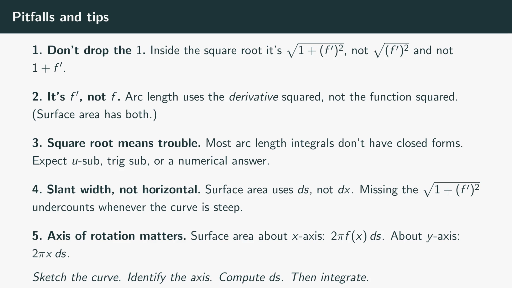3. Expect square roots and ugly integrals. Most arc-length problems require u-substitution or trig substitution. Some have no closed form. If you find yourself looking at a clean polynomial antiderivative, you got lucky. Usually the square root forces work.